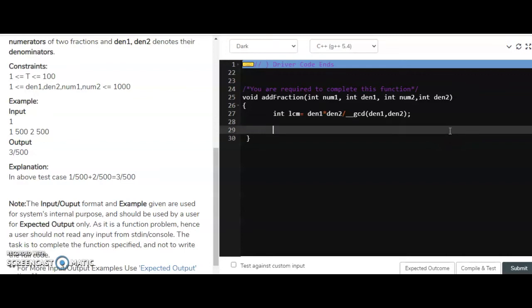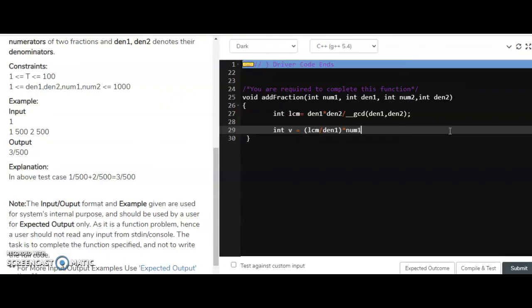Now what we have to do, as we have already seen, is find the LCM. First we will divide the LCM by the denominator 1. So let's take a variable v. I am dividing the LCM by the denominator 1, and whatever the answer is, I will multiply it with the number 1, right?